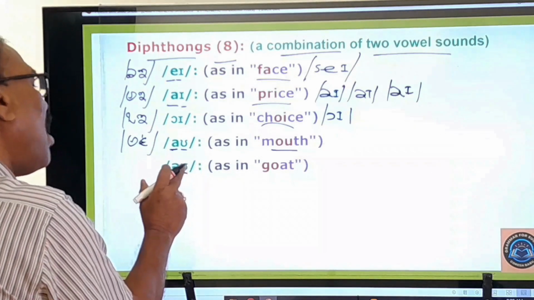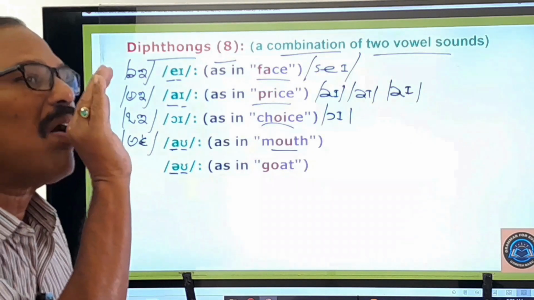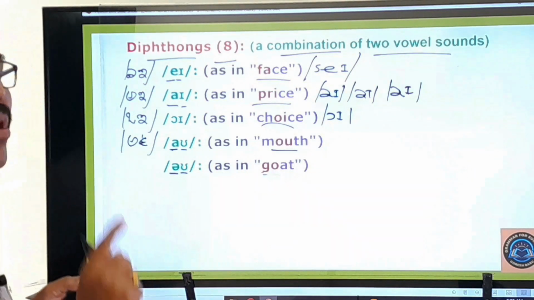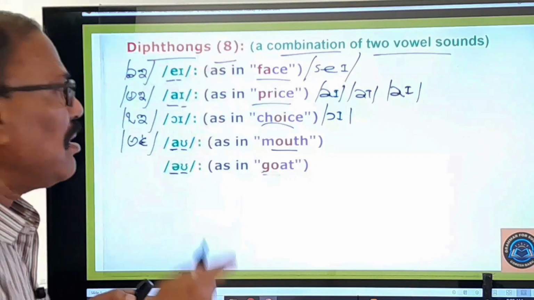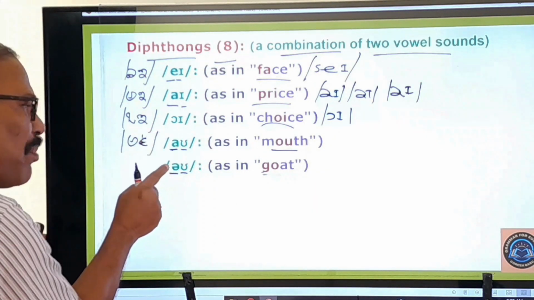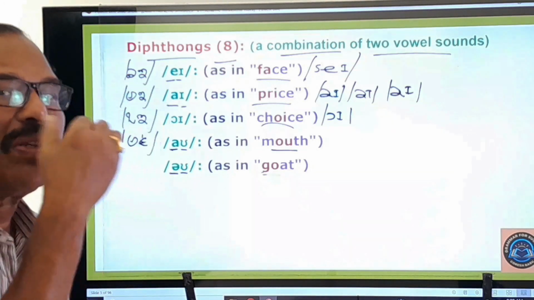So this sound is coming through the nose. So goat, how are you pronouncing this? Goat, go. So this ow is different from this ow. Okay, please keep this point in your mind. I will show you how that sound is pronounced with a diagram.